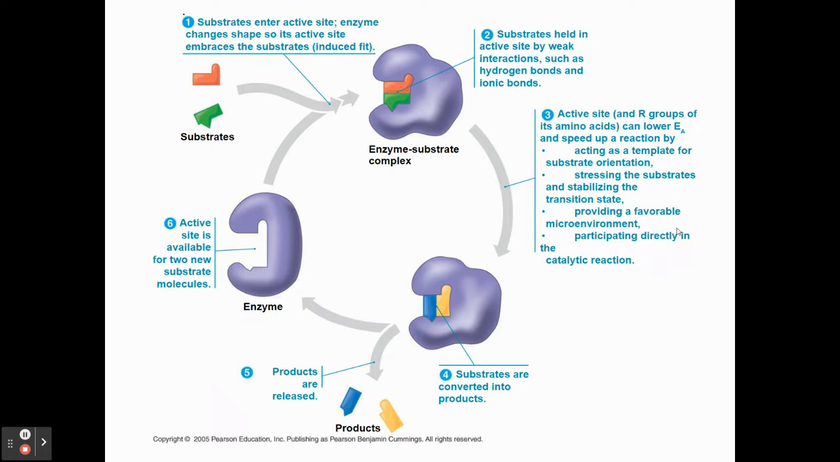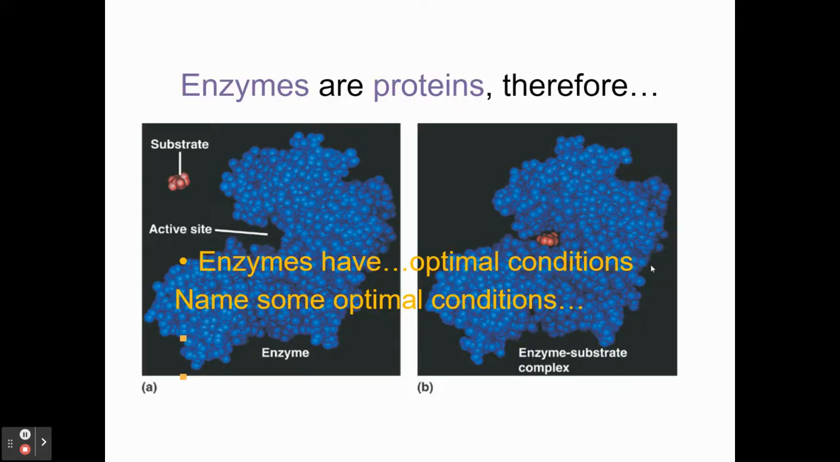Oftentimes, they provide a favorable microenvironment because remember, the environment of most of these reactions is water. That's a polar environment. Well, the interior of the enzyme, the active site, might be a nonpolar environment. It also might be a charged environment, making it more likely for a particular reaction to occur. So those are all things that can happen there.